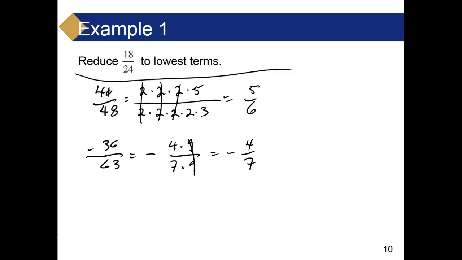If 4 will go into the first 2 digits, okay? 4 will go into 40, 4 will go into 48. Yes, you can do it that way.